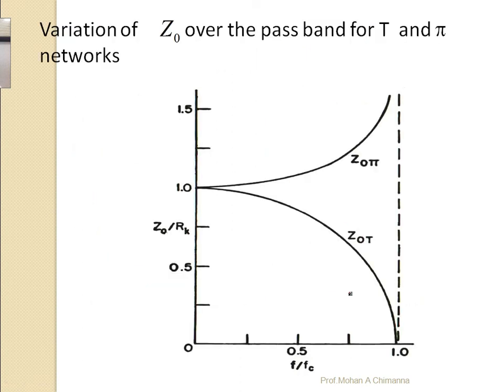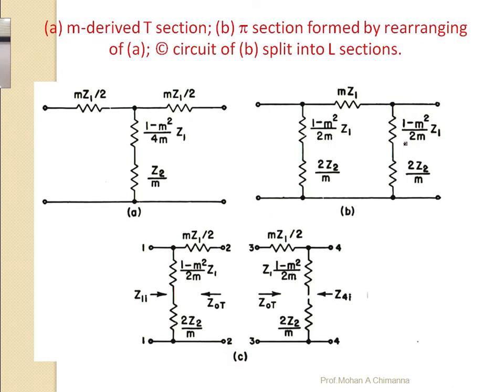Then the variation of the Z0 over the pass band for the T and pi network. Up to here, for your series arm impedance, once this ratio increases, it slightly decreases, and your pi network slightly increases up to this level. Then this is the M derived T section and pi section, formed by rearranging your T network and pi network respectively.